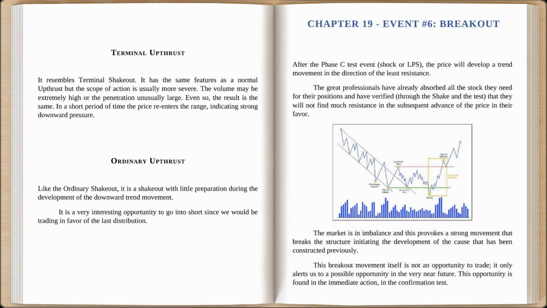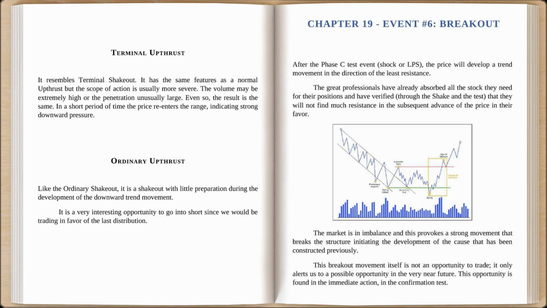Ordinary upthrust. Like the ordinary shakeout, it is a shakeout with little preparation during the development of the downward trend movement. It is a very interesting opportunity to go into short since we would be trading in favor of the last distribution. Chapter 19. Event number 6, Breakout.